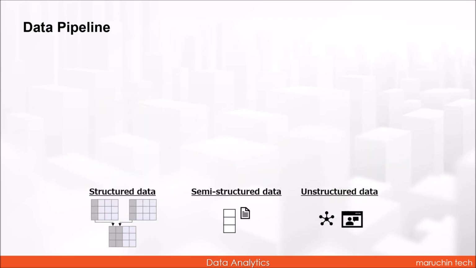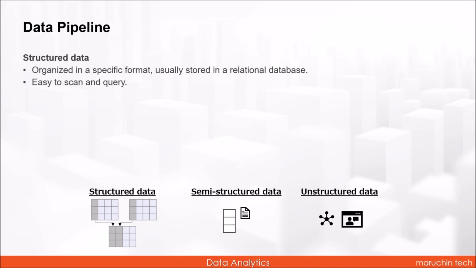As I mentioned before, there are types of data: structured, unstructured, and semi-structured data. Structured data is organized in a specific format, usually stored in a relational database. It's in tables with rows and columns, with a specific data type and format. And because of this structure, it's easy to scan and query.